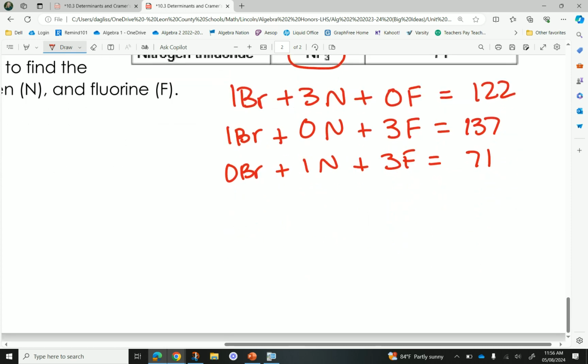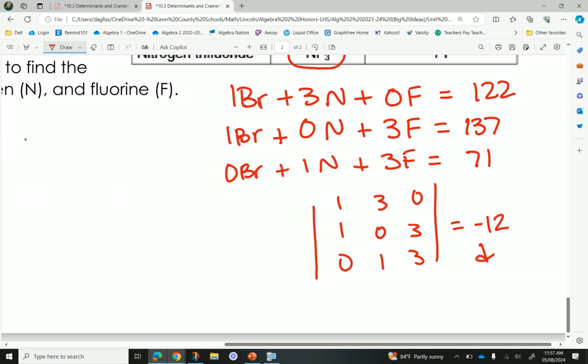Now we need to find the determinant of the coefficient matrix, which is going to be 1, 1, 0 for my bromines, 3, 0, 1 for the nitrogen, and 0, 3, 3 for the fluorine. So what is that? Negative 12? Yes, you should be getting negative 12.